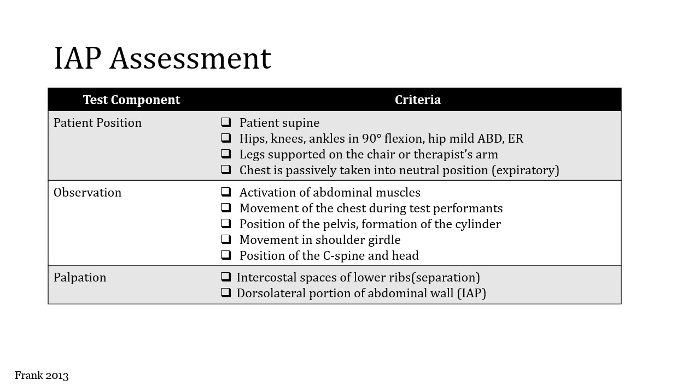Observation, you're looking at the activation of the abdominal muscles, the movement of the chest during the testing performance, and the position of the pelvis. Essentially you're looking for the formation of a cylinder versus hollowing or looking for peaks and valleys. Movement of the shoulder girdle would be abnormal, and then position of the cervical spine in the head neck position as previously mentioned.